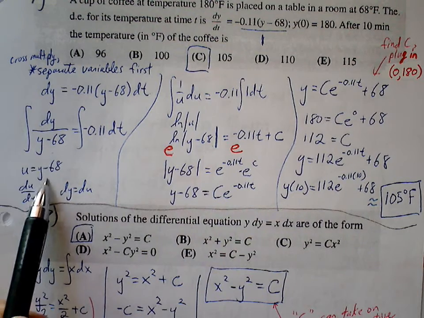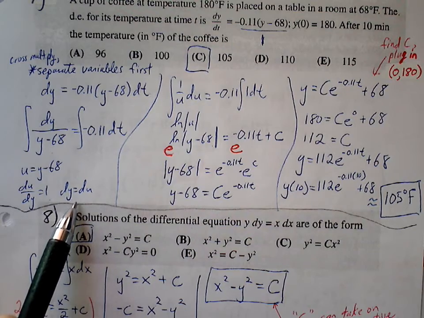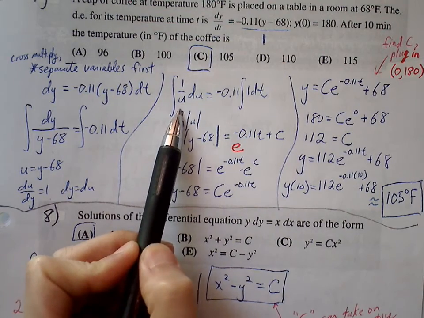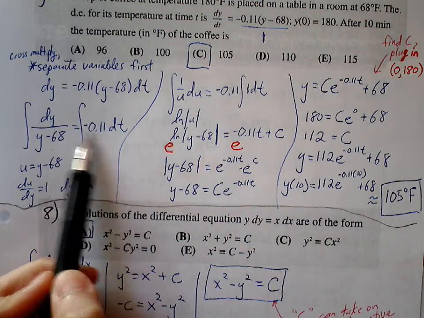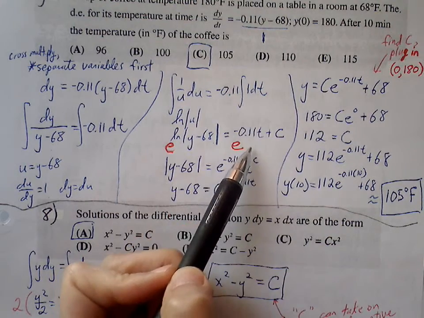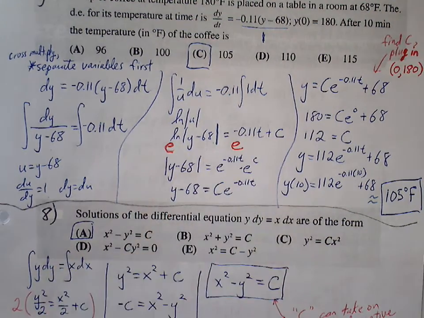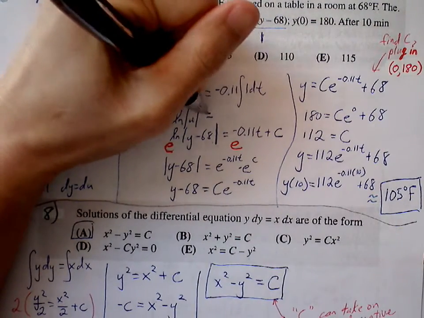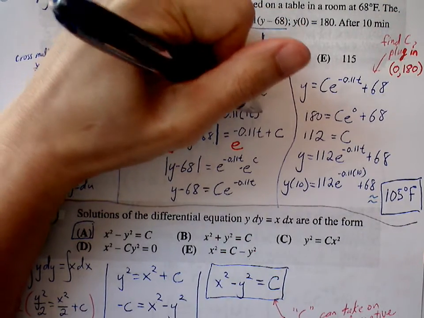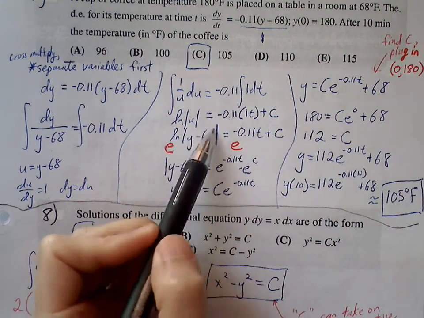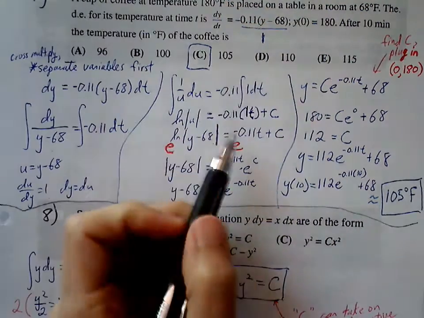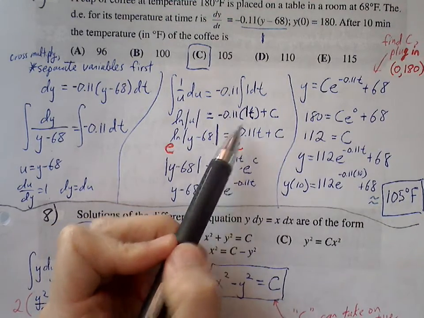So we'll let the u value be y minus 68. The derivative is just 1, so dy equals du. We make our substitution. It cleans up to be just 1 over u du. The right side, I can push that coefficient out in front, and really I'm just taking an integral of 1 dt. So the integral of 1 dt becomes just 1t. So the antiderivative of 1 becomes 1t with the coefficient attached to it, plus c shows up.